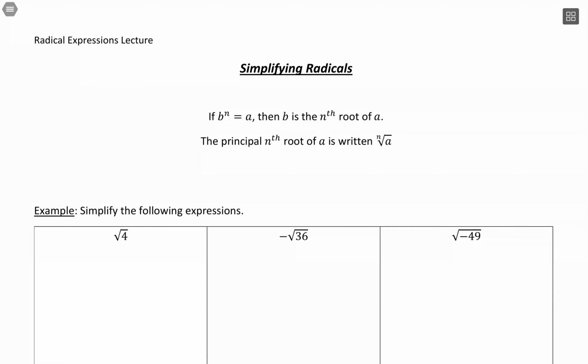So here we're going to give a bit of a review of how to simplify radicals. I kind of think of radicals as the reverse of exponents. The idea being that if you have some expression where b to the n is equal to a, then we could say b is the nth root of a. What that would look like is b equals the nth root of a. So it switches the notation from an exponential form into a radical form. So it's another way of expressing it.